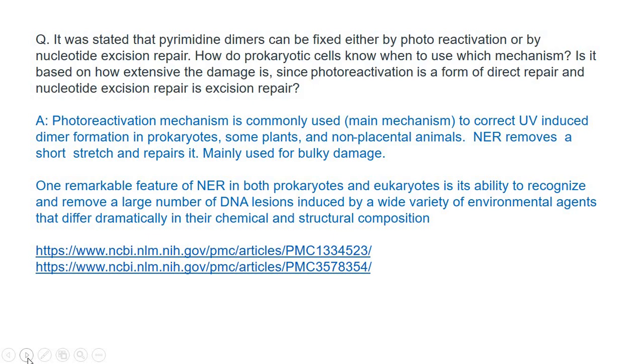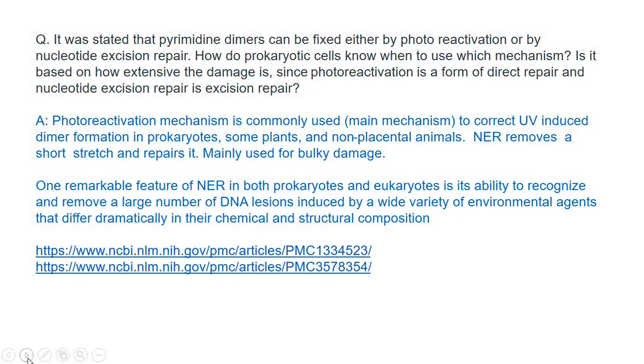Photoreactivation is a very common mechanism that prokaryotes use. In my lecture, I said that it's prokaryote-specific and that eukaryotes don't use it. But then I was reading some more papers, and I learned that placental animals do not use photoreactivation. So mammals, humans included, will not use the photoreactivation mechanism. But non-placental animals, for example birds, do; this has been very well studied in chick embryos. And some plants also use the photoreactivation mechanism. So I just wanted to let you know.